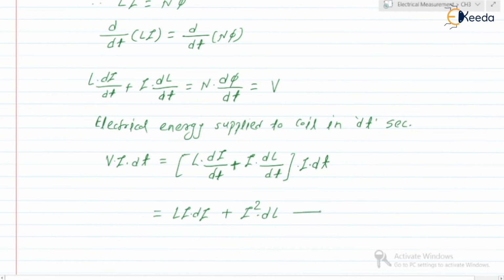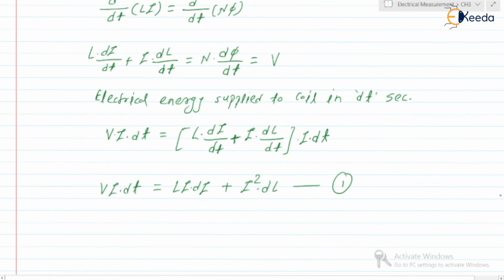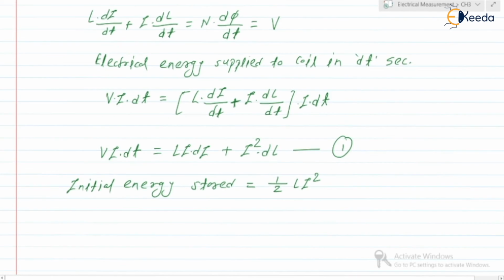Let us consider this as equation 1: V I dt, that is the electrical energy supplied. Also, as we know, the initial energy stored in the magnetic field is equal to half into L into I square.